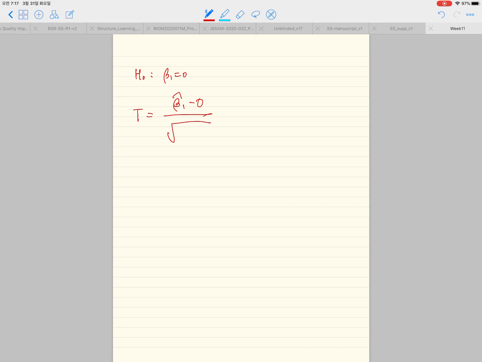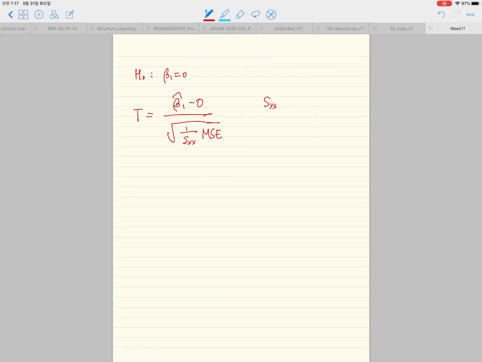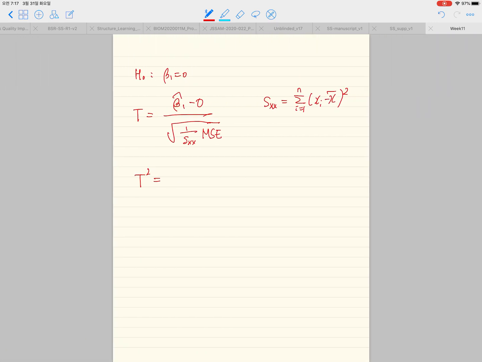Divided by the square root of the variance, that is MSE over SXX. So that is the t statistic. MSE is this guy. So SXX is the sum of xi minus x bar squared. If you square them, then t squared is beta hat 1 squared divided by MSE divided by SXX, right?